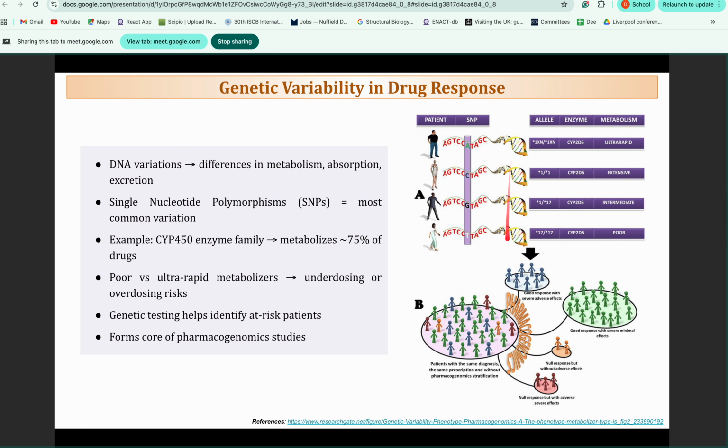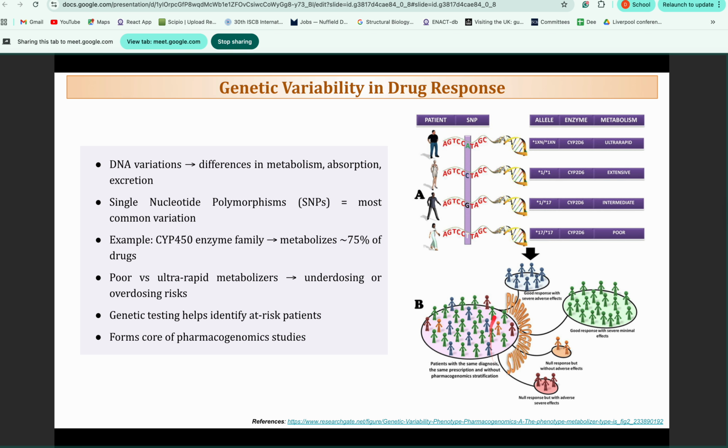From here you can get the idea that these individuals have just one single nucleotide variation and they have different metabolisms. That means they will behave differently to that particular drug. They will metabolize it at their own pace. In these conditions, it's very important to see what the metabolism is, so that we can design the dosage of the drug so that it does not become toxic, or is not underdosed so that it does not show any effect.